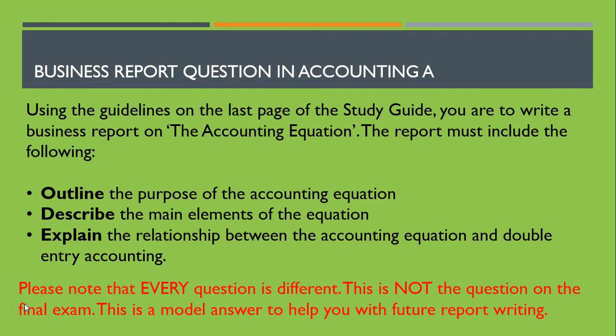You can now see 3 questions. Each question has a directive term. Outline the purpose of the accounting equation, describe the main elements of the equation, and explain the relationship between the accounting equation and double entry accounting.